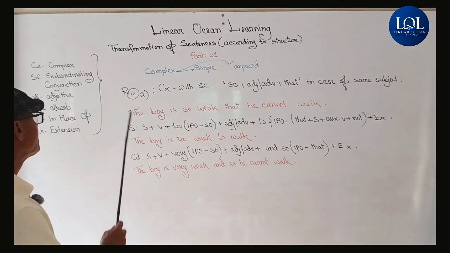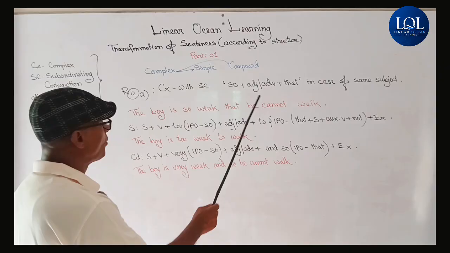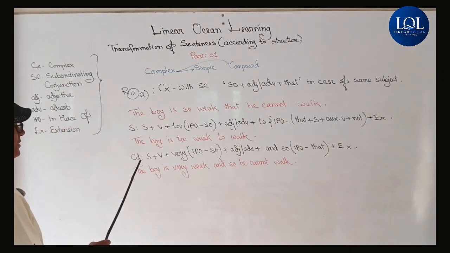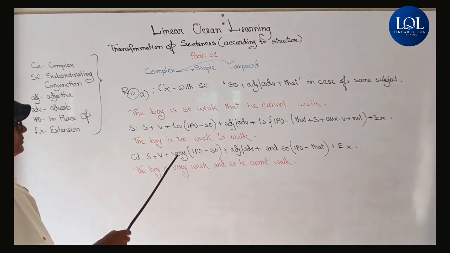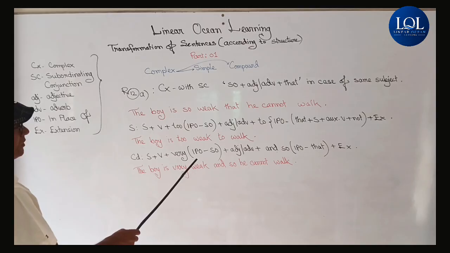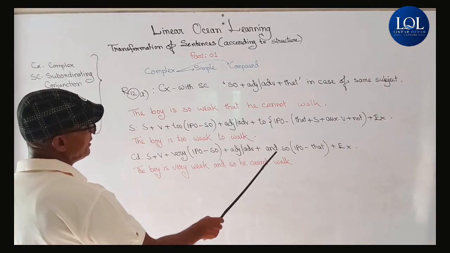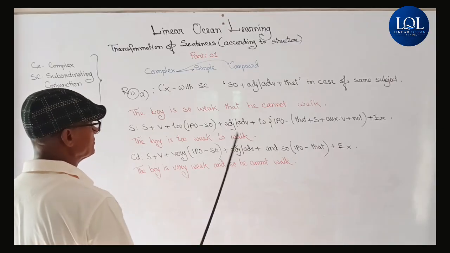Now let us make the compound sentence from the complex sentence: the boy is so weak that he cannot walk. The structure of the compound sentence will be subject plus verb, in place of so it is very, plus adjective or adverb, and in place of that it is and so, plus extension.